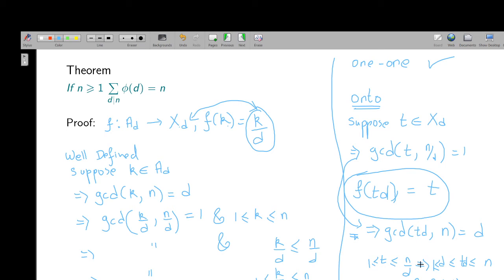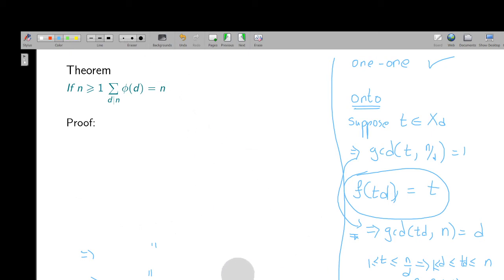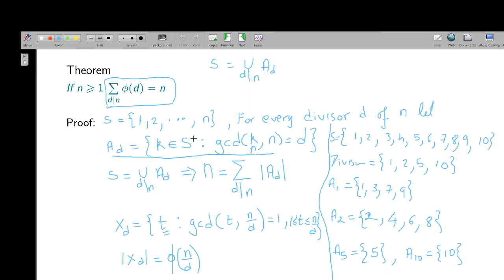So this is a one-one and onto function, and I'm going to need to erase again since I have not kept enough space. So now the proof is essentially done. Since f is a bijective function, the number of elements in X_d and A_d are the same. So what we have here is a simple observation. n is the number of elements in S. So you can go back and check, this is what I had defined S to be.